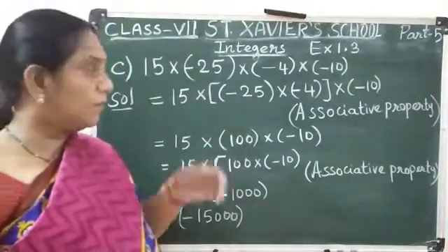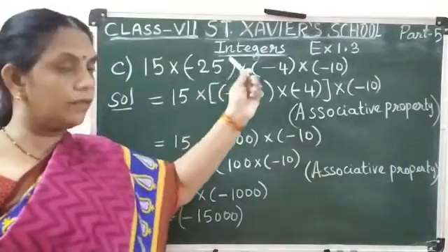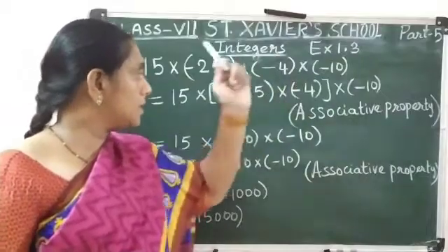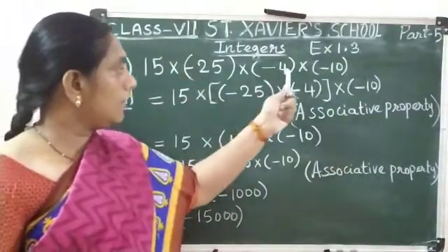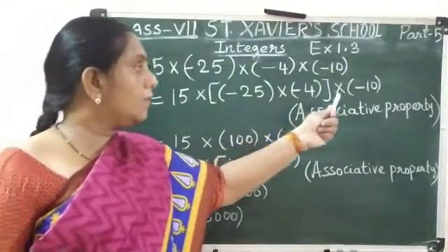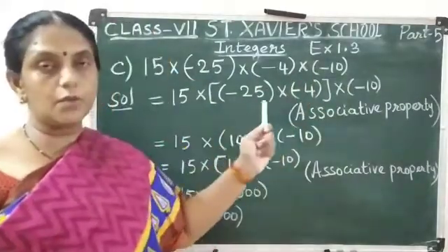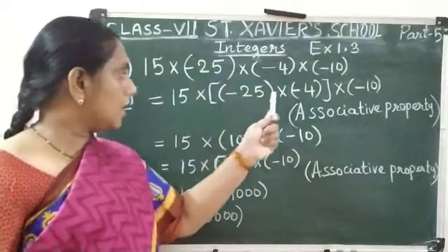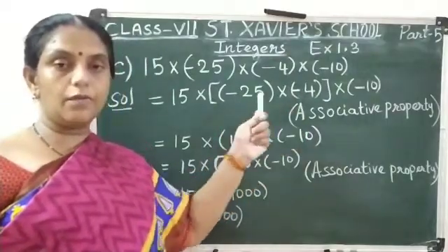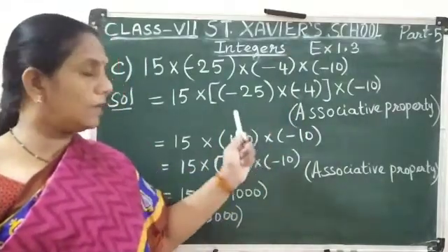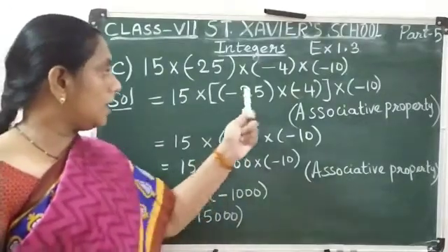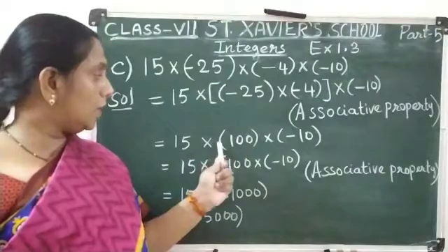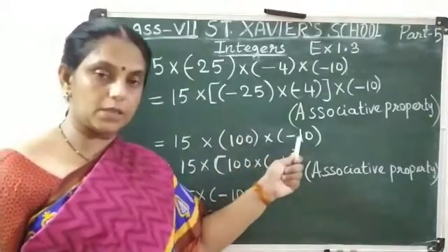Now C is 15 into minus 25 into minus 4 into minus 10. So here 15 into (minus 25 into minus 4) we are combining, into minus 10. So it is an associative property. Minus 25 into minus 4: 25 4s are 100. 5 4s are 20, 4 2s are 8, 8 plus 2, 10. So 100. So 15 into, minus and minus will become plus, 15 into 100 into minus 10.